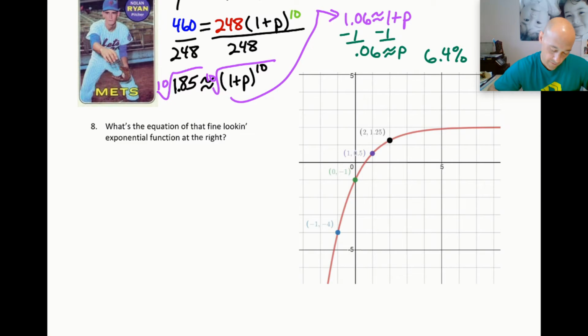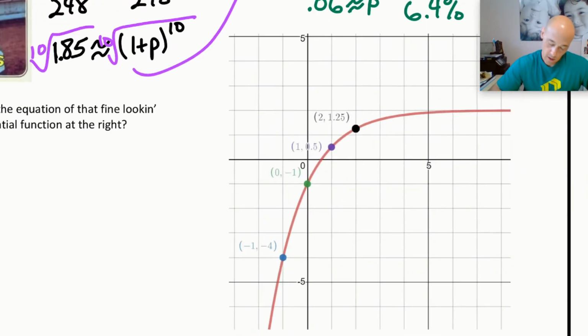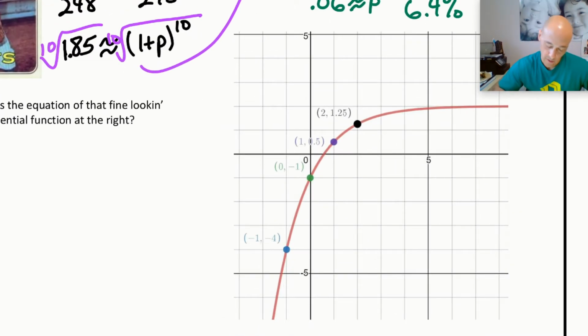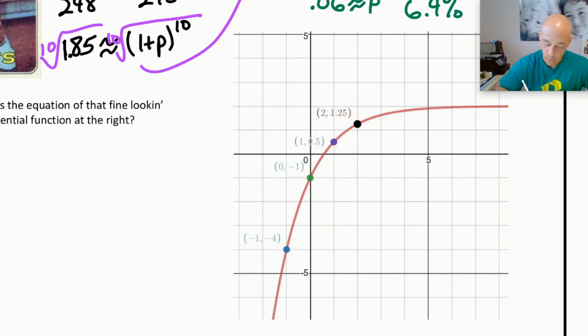What's the equation of the fine-looking exponential function at right? All right, so what do we know about this function? Well, it's not going down like this or like that. That tells us something pretty important. And it means that the a value is going to be negative. And our asymptote looks like it's going to be at y equals 2.